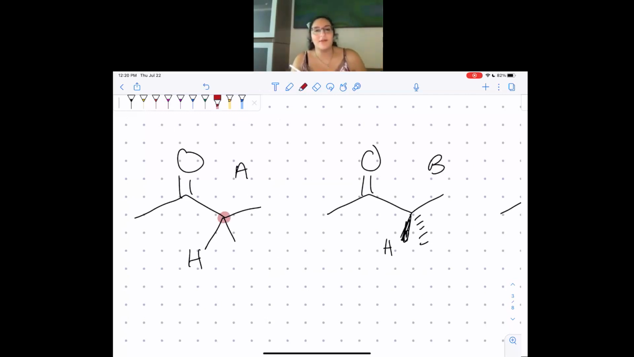Is this chiral? Yay or nay? Ooh, we got a 50-50. So this actually is not chiral, because we have two methyl groups. To be chiral, you need 4 unique groups. In this one, we only have 1, 2, 3, and then we have 2 methyls. So those are the same.